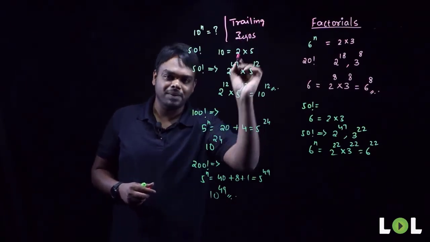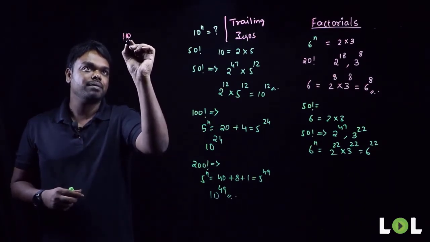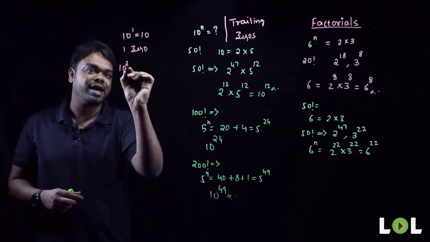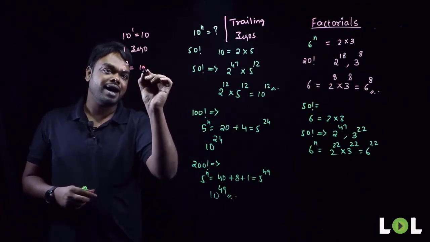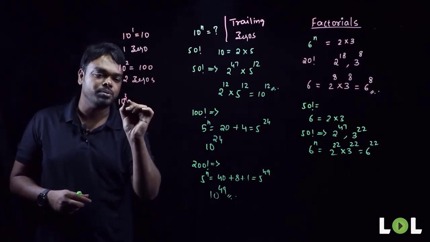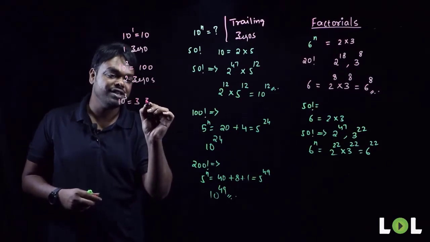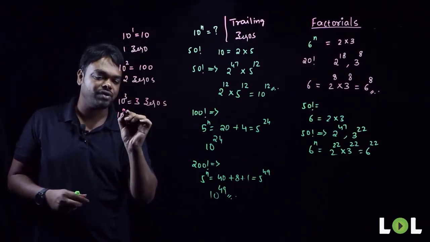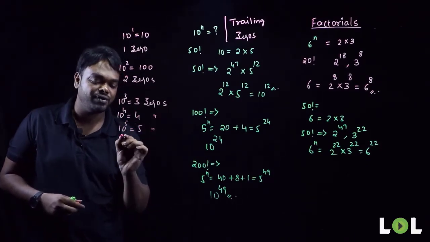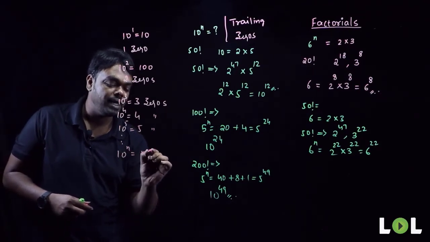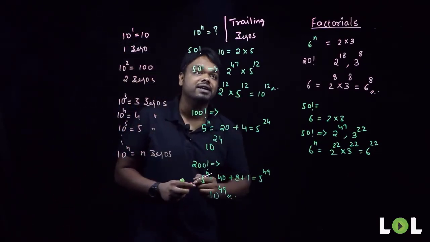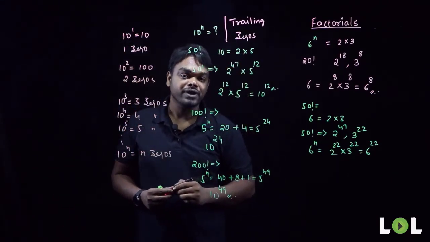Why? If you observe, if I have 10 power 1, which is nothing but 10, we'll have 1 zero. Suppose it is 10 square, this is 100, which is 2 zeros. Likewise, if it is 10 cube, we'll have 1000, which is 3 zeros. If it is 10 power 4, 10,000, 4 zeros. 10 power 5, 5 zeros. If it is 10 power n, there will be n zeros. So, the highest power of 10 is also nothing but the number of trailing zeros in the given factorial.